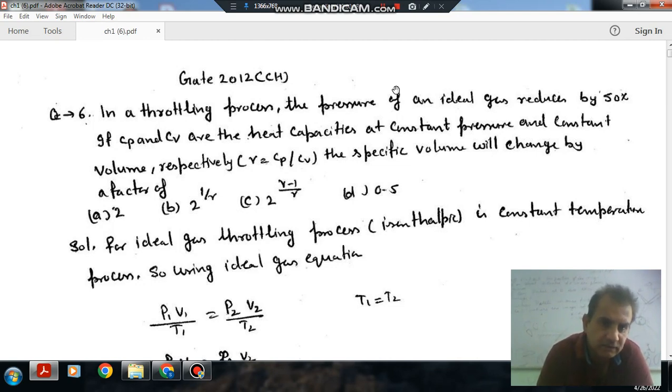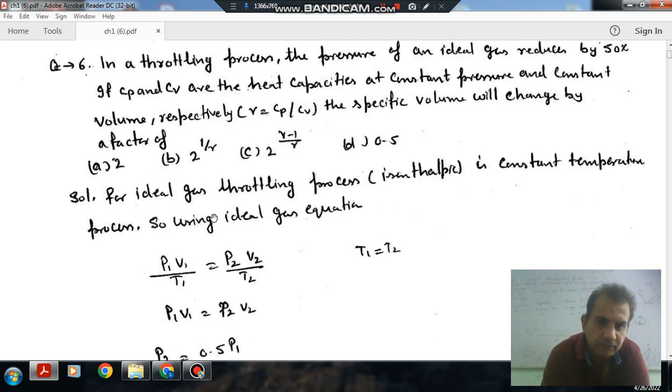Question number 6: in a throttling process, the pressure of an ideal gas reduces by 50%. If Cp and Cv are the heat capacities at constant pressure and at constant volume respectively, gamma is equal to Cp by Cv. The specific volume will change by a factor of option A 2, option B 2 raised to power 1 by gamma, option C 2 raised to (gamma minus 1) by gamma, and option D 0.5.